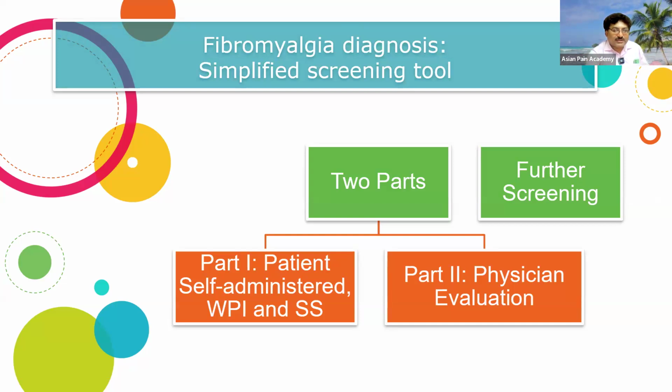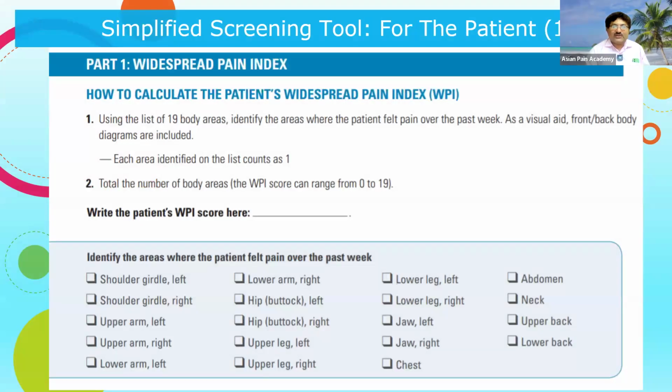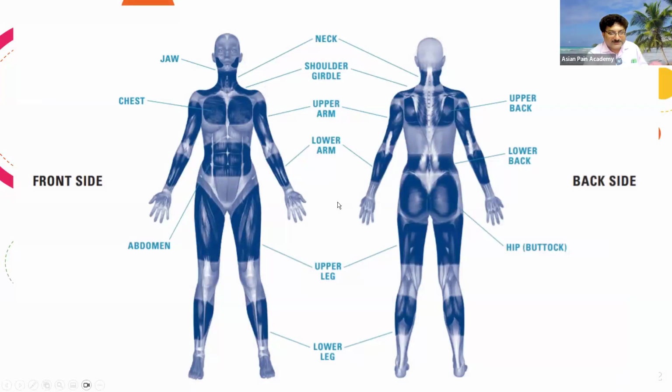As I have told, it's a diagnosis of exclusion. So we have to rule out other common conditions that may give rise to this type of condition. Okay, so the total body is divided into 19 parts, and you ask the patient to tick mark the areas of the body where they have pain, and based on that you calculate the widespread pain index. So among these 19 areas of the body, it can range between 0 to 19. That's the widespread pain index part.